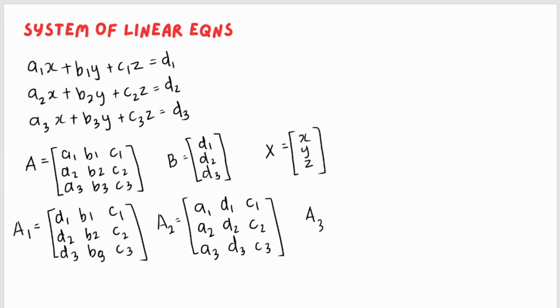Now for matrix A3, we will be replacing the third column of A matrix by B, that is a1, a2, a3, then you have b1, b2, b3, then you have d1, d2, d3. I hope this point is clear. We have taken matrix A1, replacing the first column of matrix A by the matrix B. Then for A2, replacing the second column by matrix B. Then A3, replacing the third column by matrix B. I hope that point is clear.